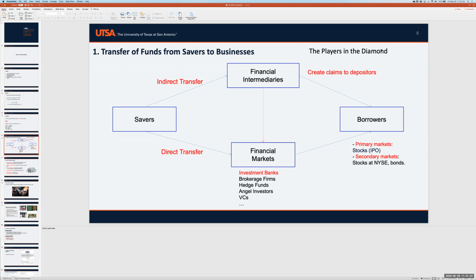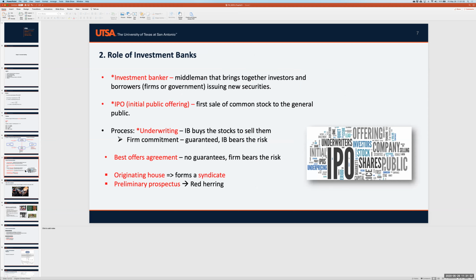This is the definition from the book. It looks like a diamond. That's why the book gives the name. Anyway, so the role of investment banks. We need to know the definition of the investment banker, which is the middleman that brings together investors and borrowers. It could be firms or government.